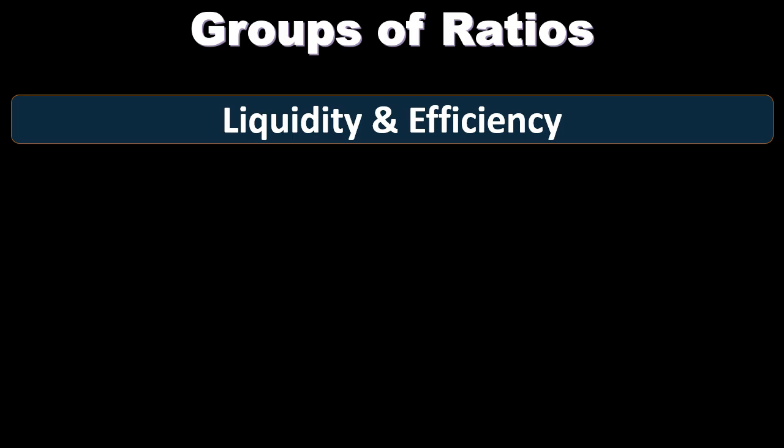It'll become more and more clear, and then think about the types of things that could have changed in order for the ratio to change, to compare one set of data to another. So we have the groups including liquidity and efficiency. And remember, every time you hear the word liquidity, you're thinking about how liquid something is.